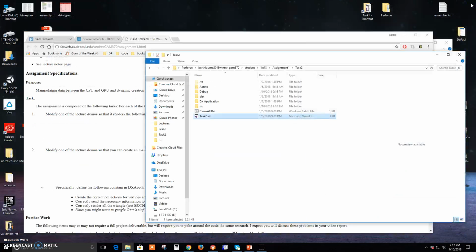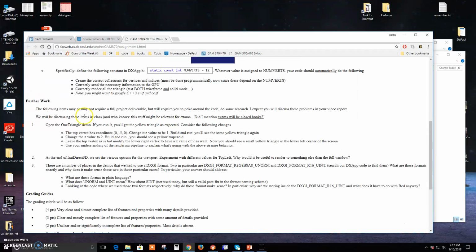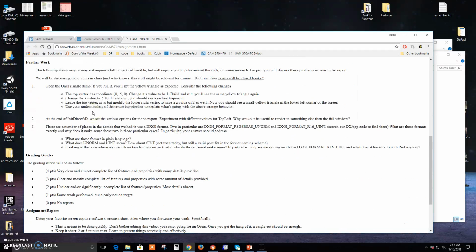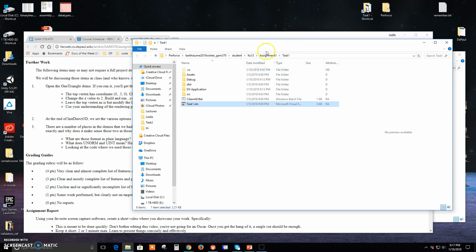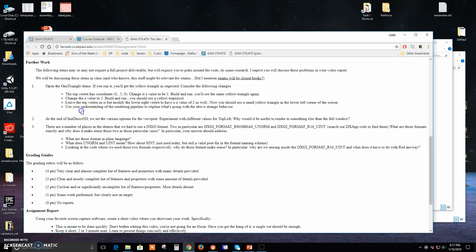And next, the next thing was to open the one triangle demo and run it and see that part of it was missing. So after some research, I think part of it's missing because it's being clipped. Let me open up my little playground.